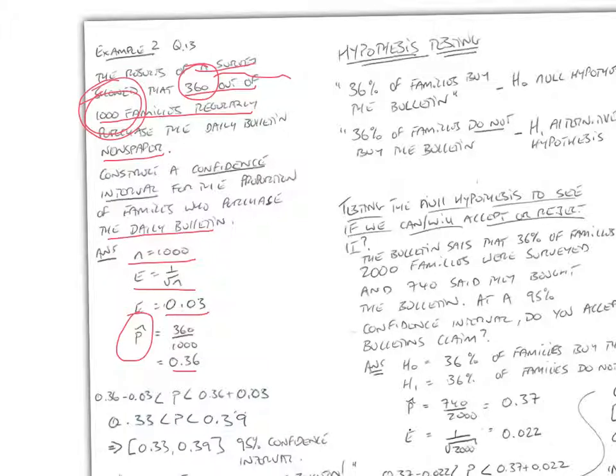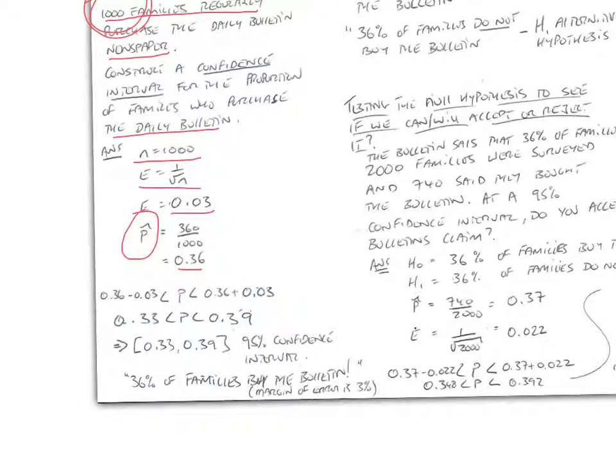Okay, so that's 0.36. And so this would mean that our population proportion would lie within 0.36 minus the margin of error up to 0.36 plus the margin of error. That works out at 0.33 to 0.39. So our 95% confidence interval is 0.33 to 0.39. So in other words, the papers would say 36% of families buy the bulletin, margin of error is 3%. So here is our 3% margin of error, and here's our 36% of the people.